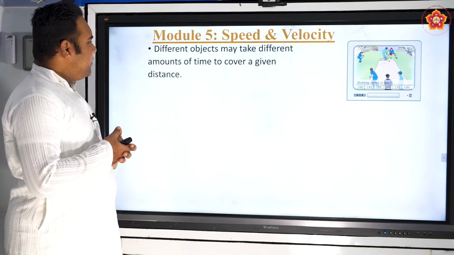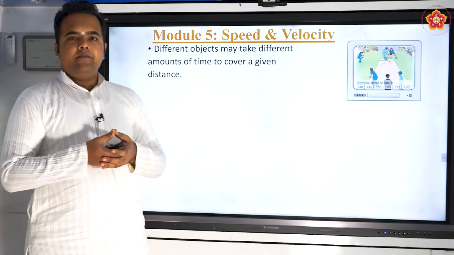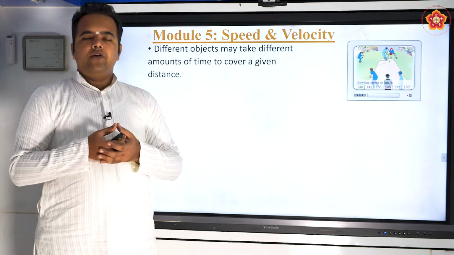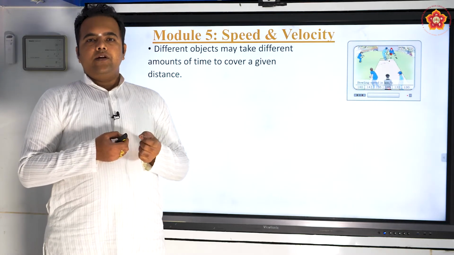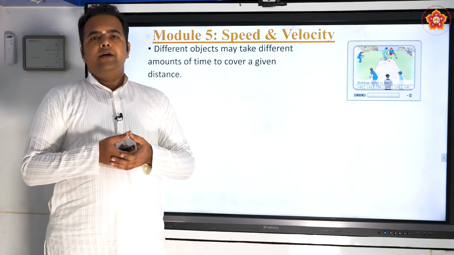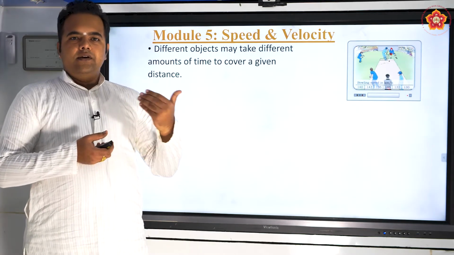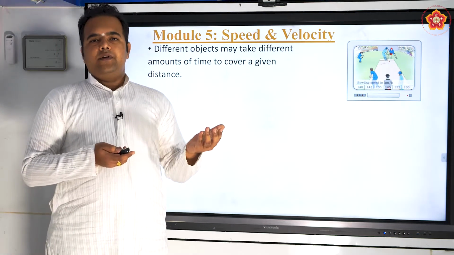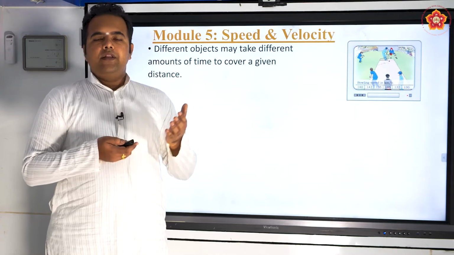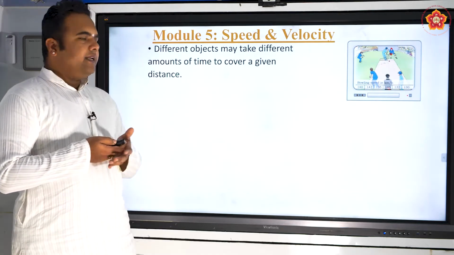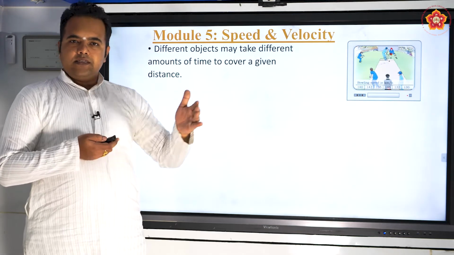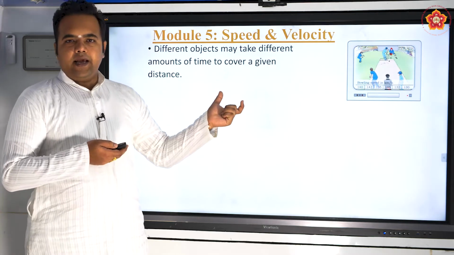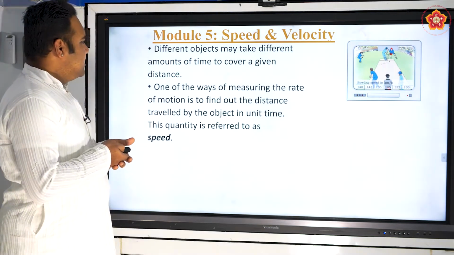Different objects may take different amounts of time to cover a given distance. For example, when we want to cover 100 kilometers on a highway, every person or every object may not take the same time. Some cover little distance in some amount of time. Whenever the road is free, the distance covered is maximum. When the road is congested or whenever there is a signal, we have to reduce, and the distance covered will be smaller. So therefore, the parameter relating distance and time is what is called speed.